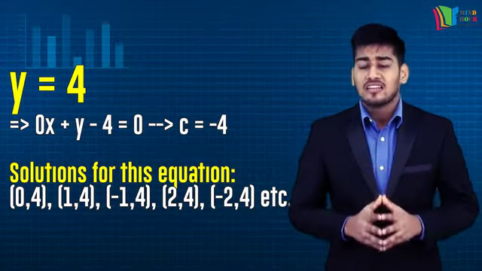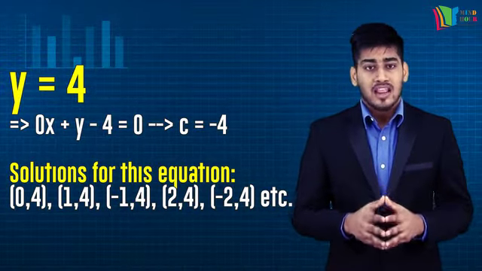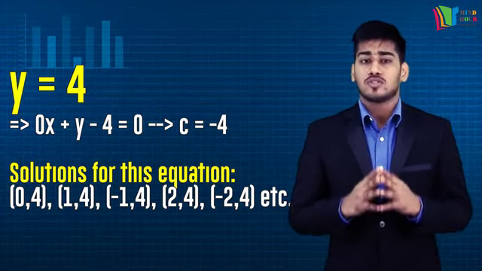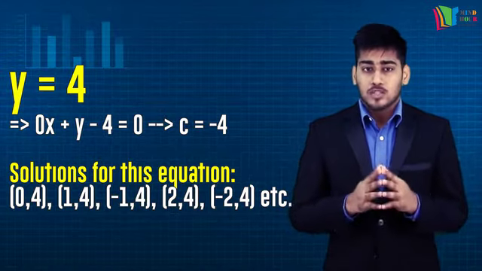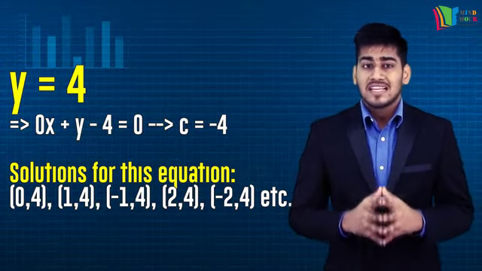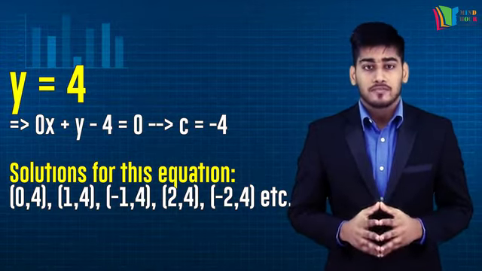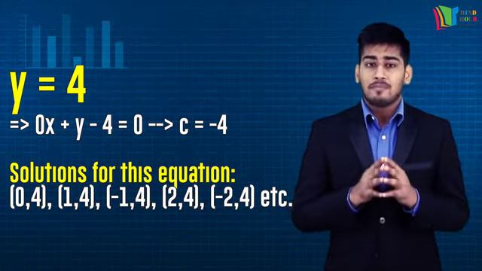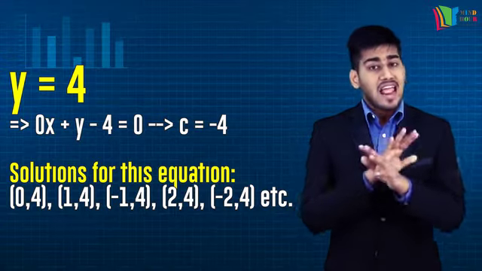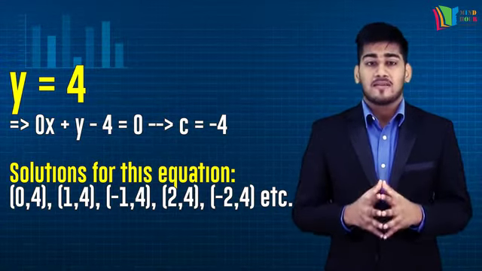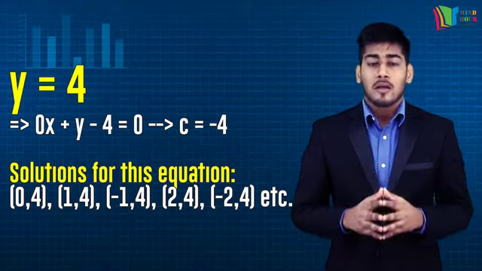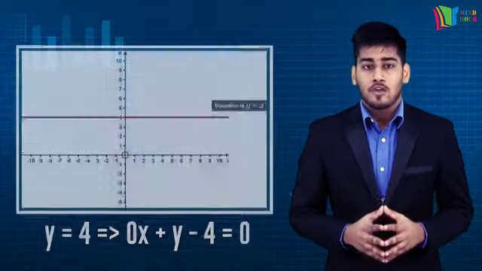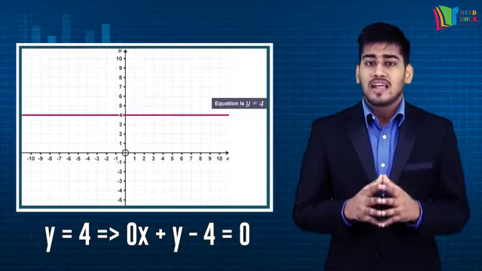Let us draw graphically the line y equal to 4. Let's write it in the standard form, that is ax + by + c = 0. 0x + y - 4 = 0. c is -4 here. While finding points on this line, we have to remember that the y-coordinate can only be 4. The x-coordinate can be any number. So we have points like (0, 4), (1, 4), (-1, 4), (2, 4), (-2, 4), etc. On plotting these points on the graph, we get this line.